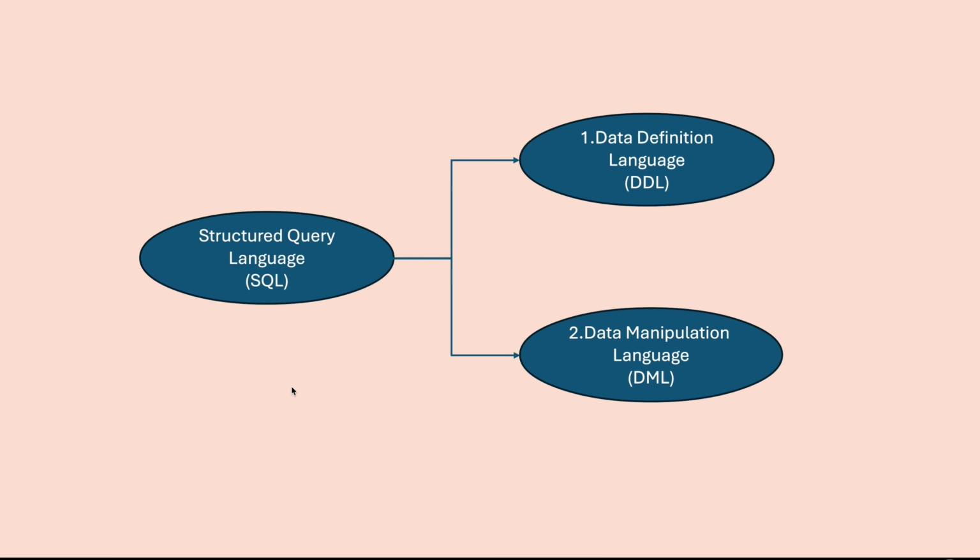As the name suggests, data definition language is used to define the structures of the database objects, whereas data manipulation language is used to manipulate the database objects like tables or views. We can manipulate their names, their column names, their data types, or anything. For that, we need the data manipulation language.